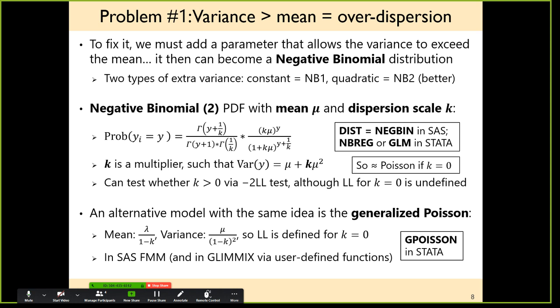There's actually two flavors of negative binomial. There's an additive variance factor and there's multiplicative. Multiplicative usually makes more sense. So if K is zero, you're back to Poisson. So you can do a model comparison to decide if K is significantly different than zero to be able to add this extra stretchy part. There's also a related distribution called the generalized Poisson that solves the technicality that the likelihood is undefined if K is zero. I have never seen this except in textbooks. It doesn't extend to multi-level models either, but negative binomial does.